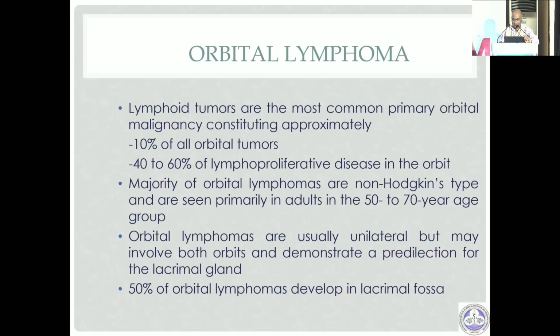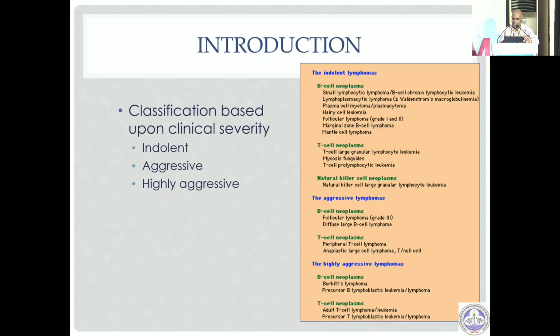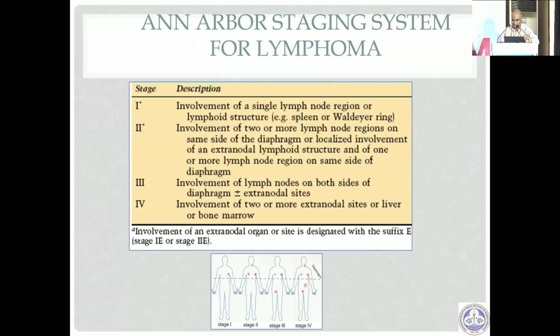The classification is based upon their clinical severity, and they are classified into indolent, aggressive, and highly aggressive types. The most common ones to present in the orbit are the small cell B cell type of lymphomas, which are indolent type, slow to progress, and usually gradual in onset.